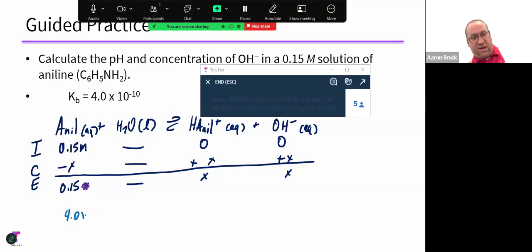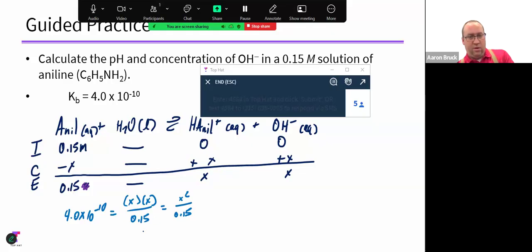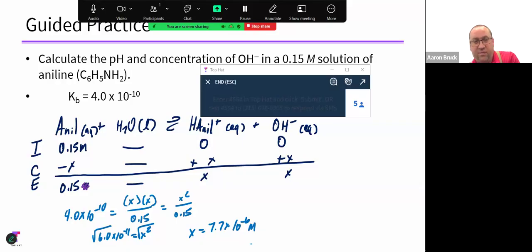So 4.0 times 10 to the negative 10th is equal to x times x over 0.15. Four times 10 to the negative 10th times 0.15 gives us 6.0 times 10 to the negative 11th is equal to x squared. Take the square root of each side to two significant figures. X is equal to 7.7 times 10 to the negative 6th molar. And so to answer the second question, what is the concentration of hydroxide? We know the concentration of hydroxide was x, which would be 7.7 times 10 to the negative 6th molar.